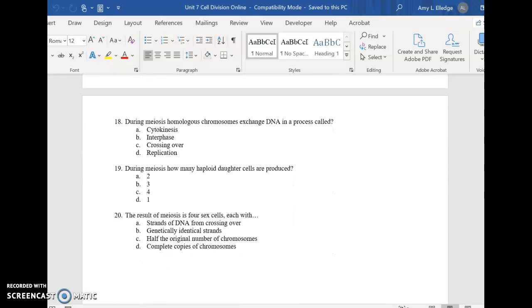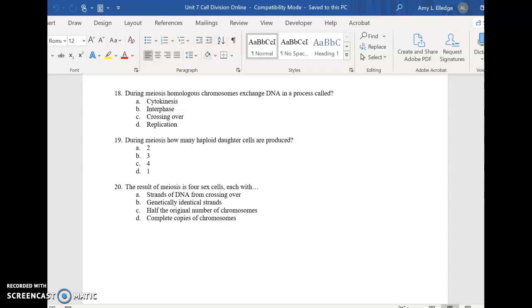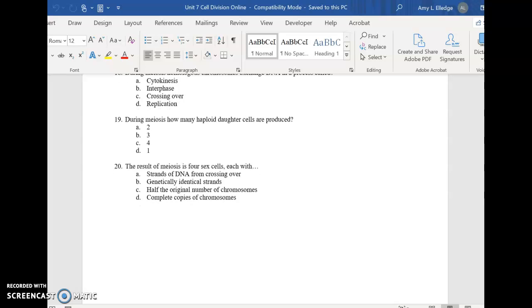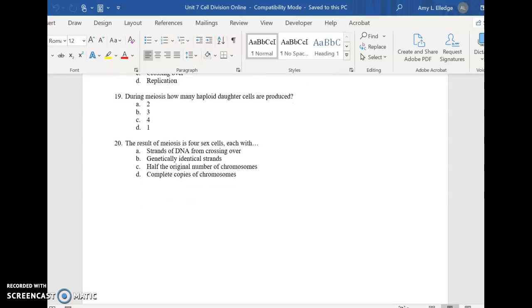18, during meiosis, homologous chromosomes, remember homo means the same, so these are the chromosomes that have the same size, same shape, same traits. When they exchange DNA, what they're doing is C, crossing over, right? Like crossing your legs. Pieces fall off and reattach.